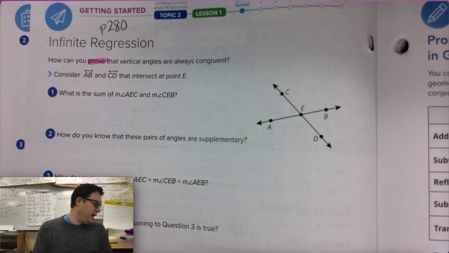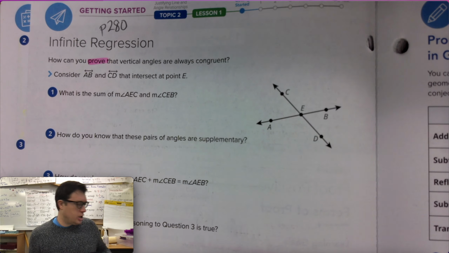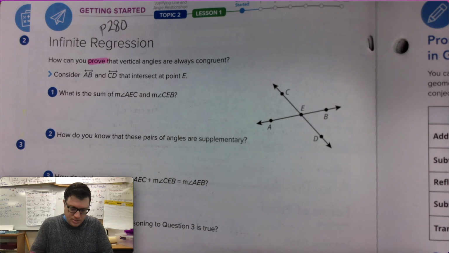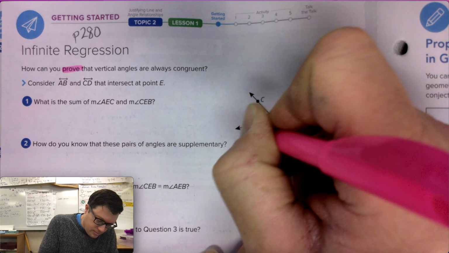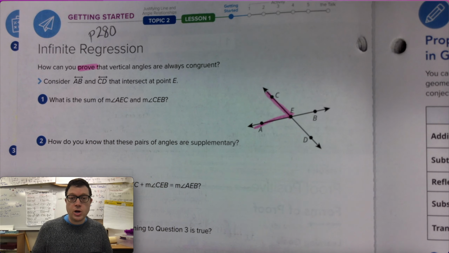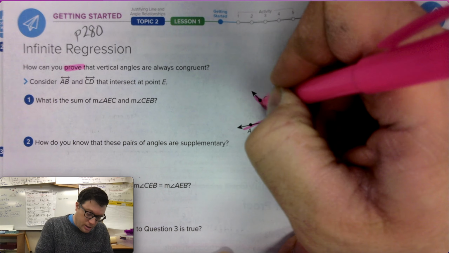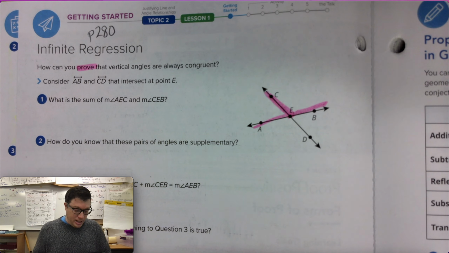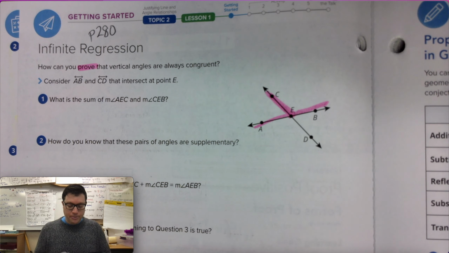I got a question for you. What angle has a measure that is equal to the measure of angle AEC plus the measure of angle CEB? If you put those two next to each other, notice that being next to each other, they actually end up forming what we call a linear pair.